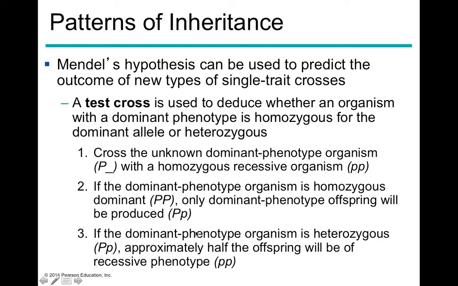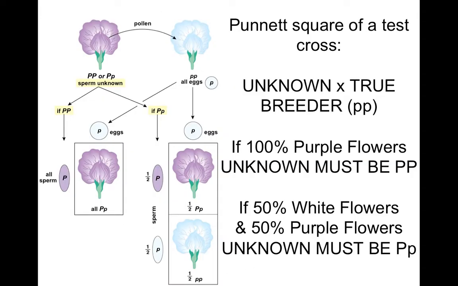But if the organism with the dominant phenotype, so it's purple, is heterozygous genotypically, then half the offspring would be of the recessive phenotype. So we're going to have a 1-to-1 ratio of purple to white. So what does that look like? Okay, so this one is unknown. It's either homozygous dominant or heterozygous, right? This one, it's known. We know that all of the eggs are going to be recessive and all of the sperm are going to be recessive, right?